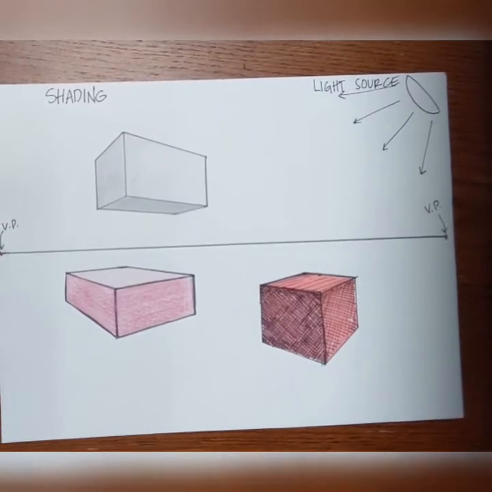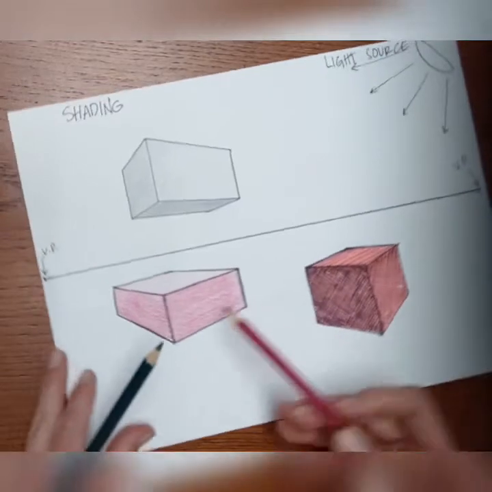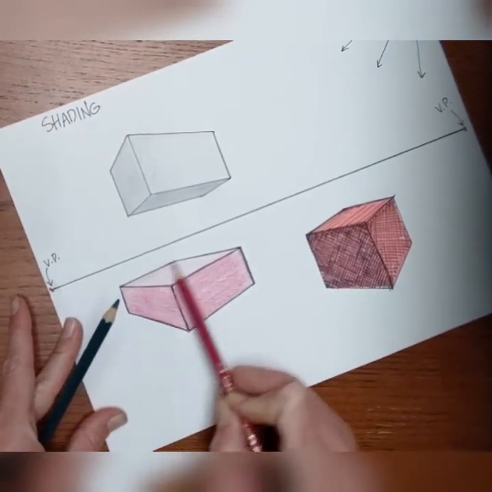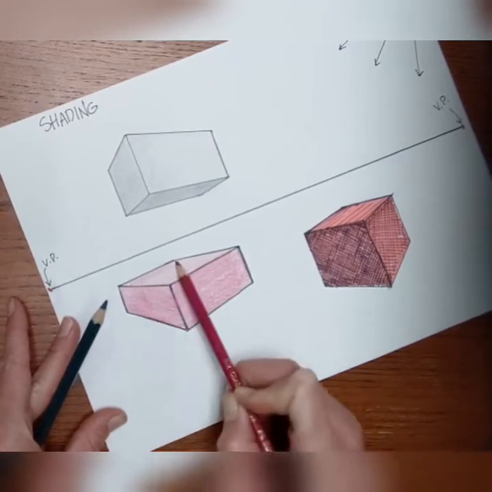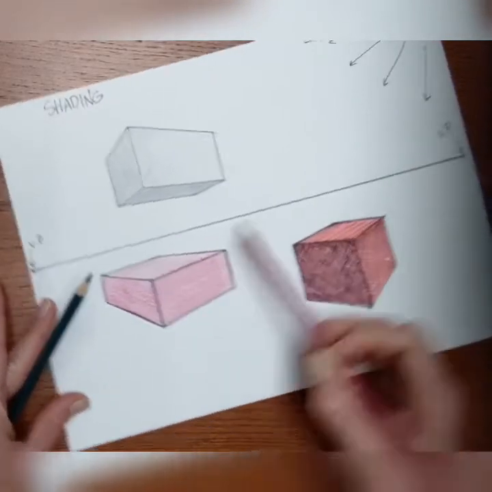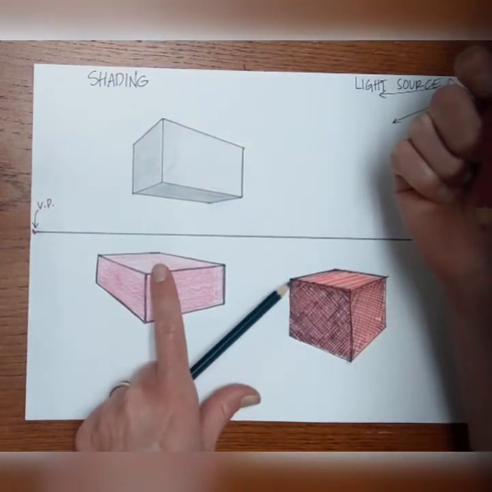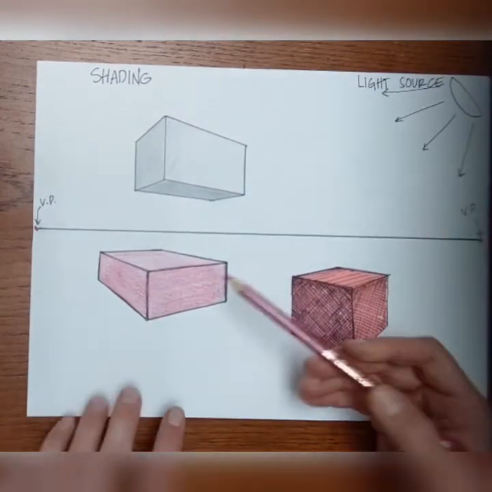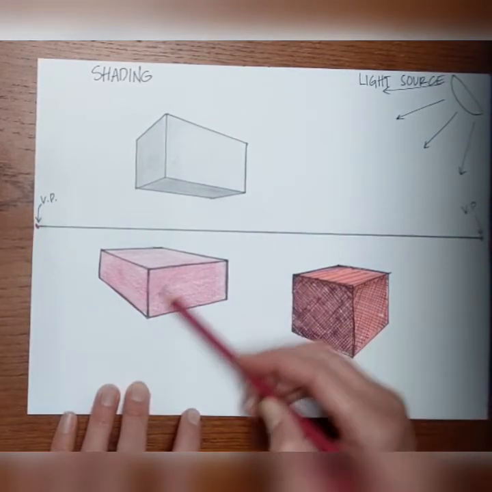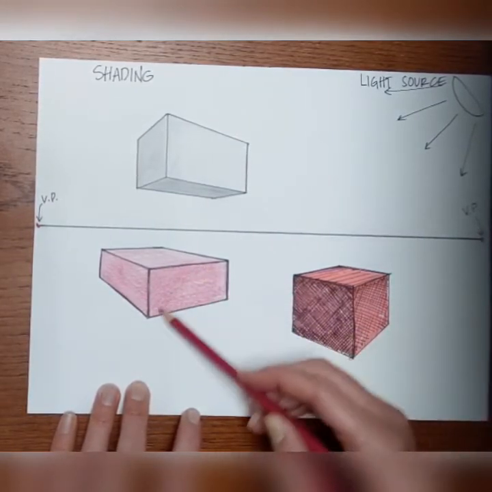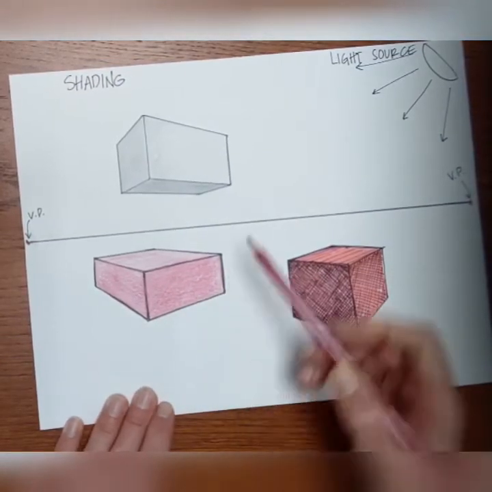The last thing I wanted to show you is shading using colored pencils. So I've gone ahead and colored this box in, but I'm not done. I've got the top of it where the most amount of light is hitting, and I allowed a lot of the white of the paper to show through here to make it a lighter version. And then I've got this same color pink here, but I used a little bit heavier pressure to fill it in, covering up more of that white.